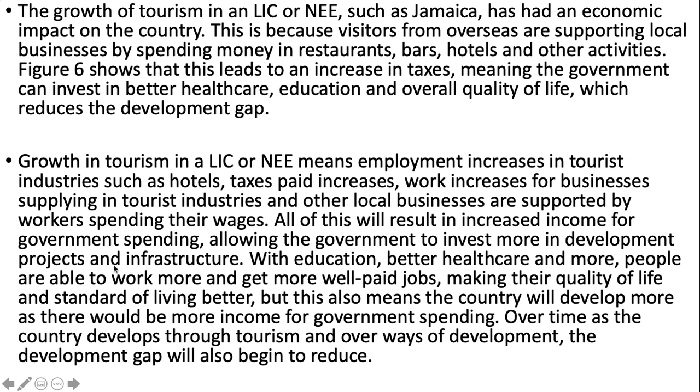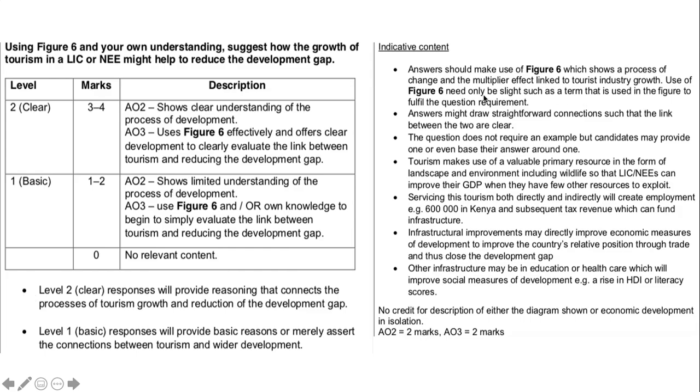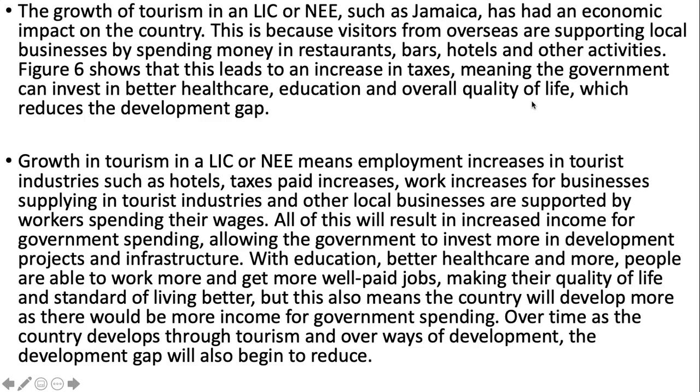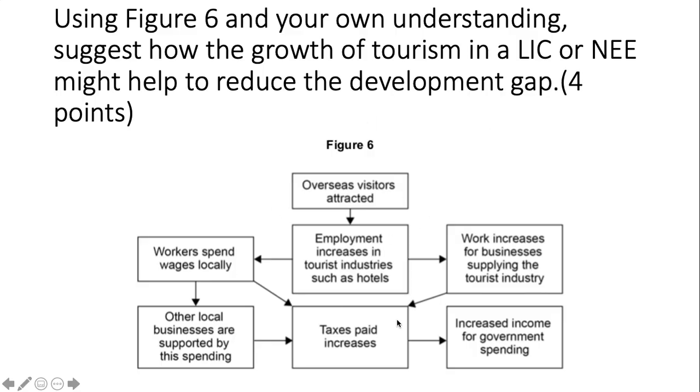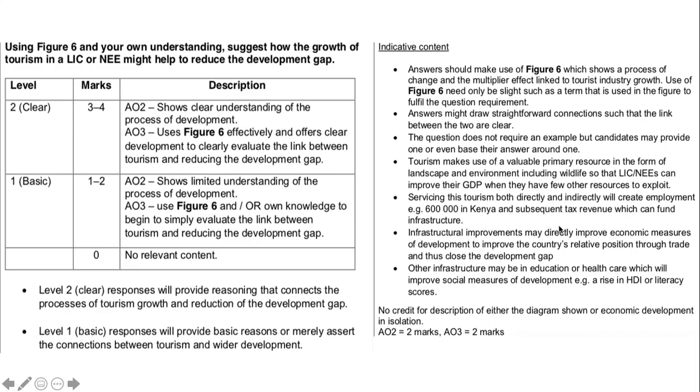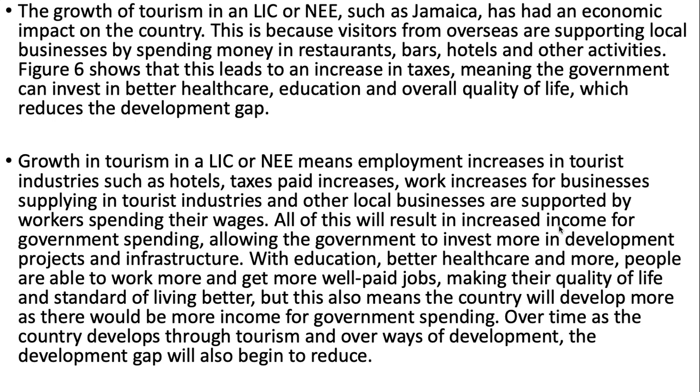So I'll put this one in here so you could see what it meant when it says that use of figure 6 might only be slight, such as a term that's used in the figure. So a lot of these first 2 lines use the language that's in here. And so that counts as an effective use of figure 6, because what they've basically done is said, this is figure 6. All of this will result in increased income for government spending, and then they really develop the impact of increased income for the government spending.